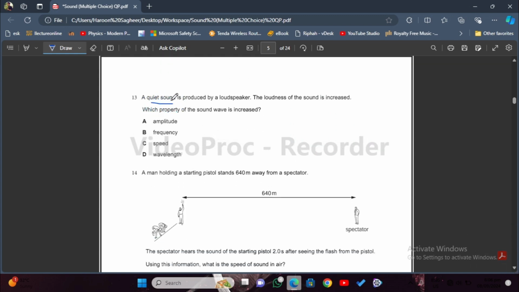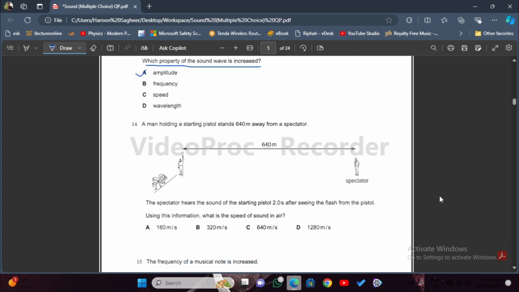A quiet sound. Quiet sound means low amplitude. And remember, amplitude is the maximum displacement from the resting position. Now this, the maximum displacement of a molecule, let's call this A. This is the amplitude of the wave. It can be like this as well. Right, the loudness of the sound is increased. Now remember, loudness of a sound is directly proportional to amplitude. So that means if you're increasing the loudness, the amplitude would increase as well. Now it is asking the same thing. Which property of the sound wave is increased? Amplitude, of course.